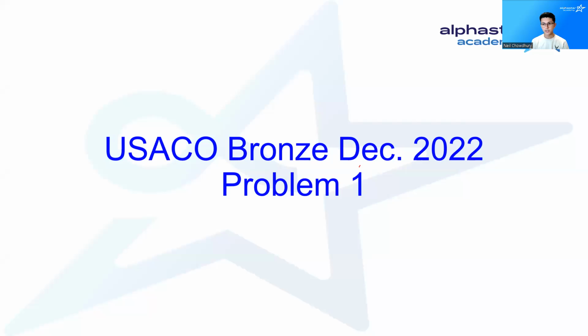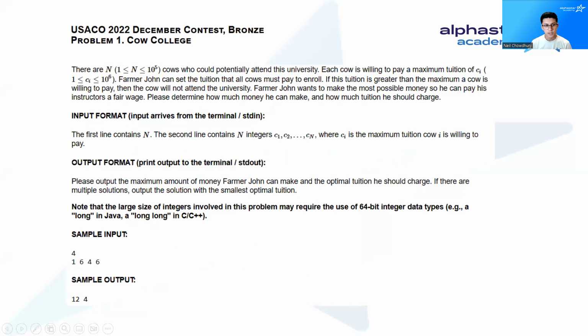This is the solution to USACO Bronze, December 2022, problem number 1, Cow College. So the setup of the problem is that there are n cows, where n is less than or equal to 10 to the fifth, who can attend a university. Each of them is willing to pay a max tuition of c_i less than 10 to the sixth. And Farmer John can set the tuition that all cows must pay.